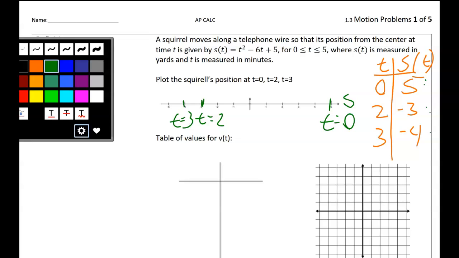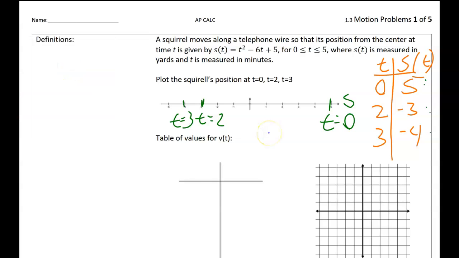So this gives us a sense of how the squirrel is moving, right? So I started over here, and the squirrel is moving to the left, it looks like. Okay. And again, I just got these values from my position function here.